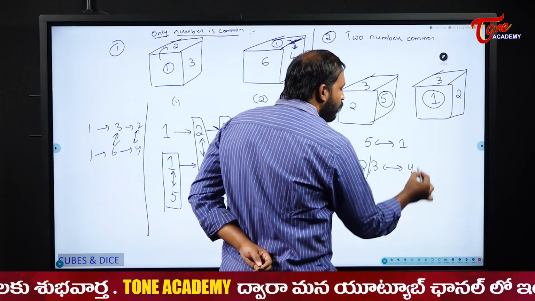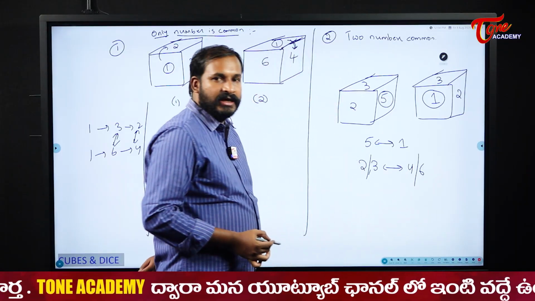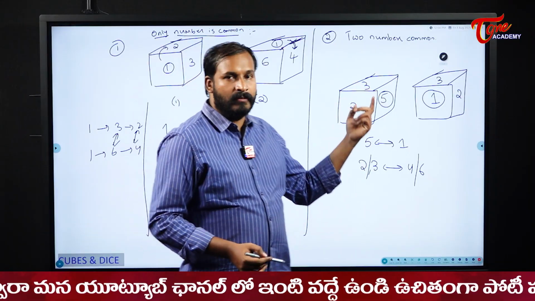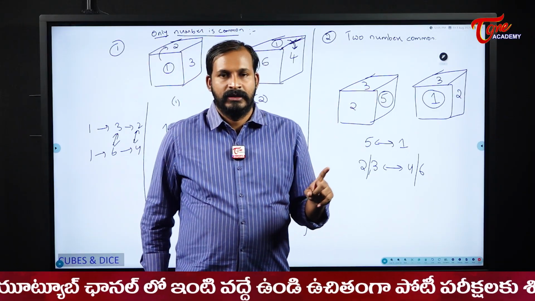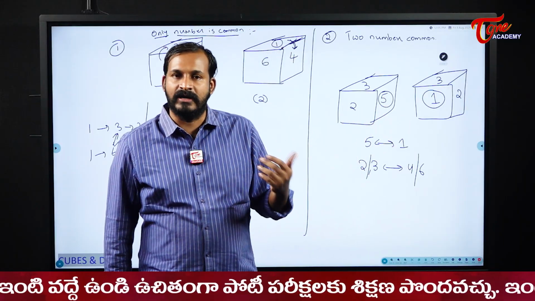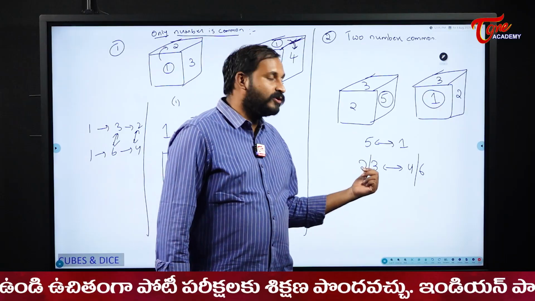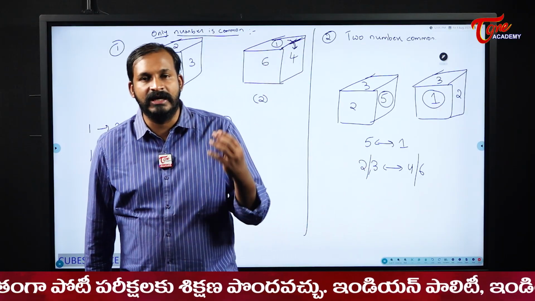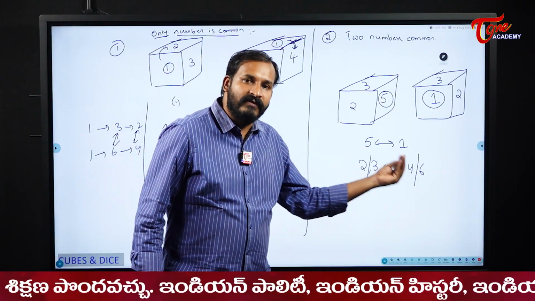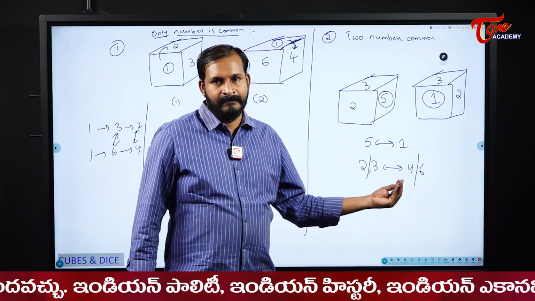It can be either 4 or 6. We cannot say exactly which number will be opposite. When 2 numbers are common, we can tell only one pair. We can tell only exactly one pair, that, sir, 1 is opposite to 5 or 5 is opposite to 1. But when it comes to 2 and 3, here we cannot say which number is opposite to 2 and 3. It may be 4 or it may be 6.